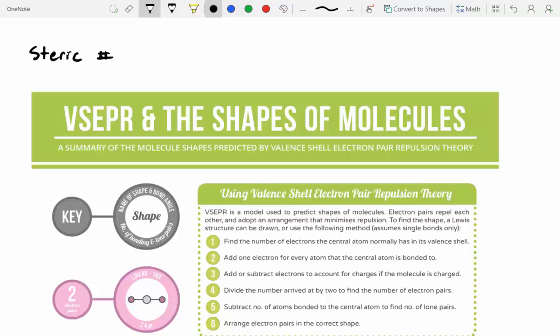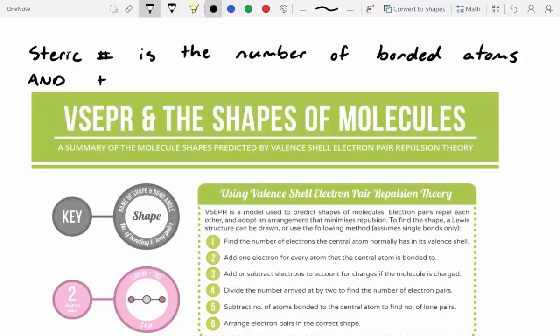Steric number is the number of bonded atoms and the number of lone pairs. And if you look at the far left-hand column, it shows you the steric number, right?